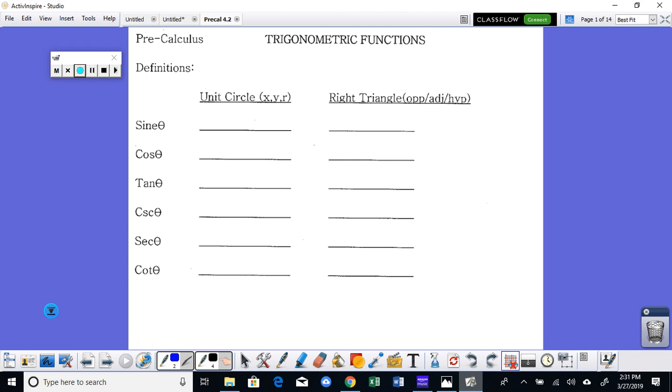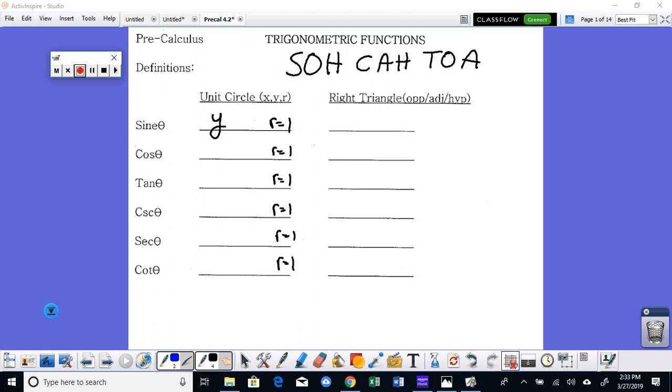Have y'all heard the acronym SOHCAHTOA? Yes. All right, you need to remember and understand that. Okay, so sine is my y, and for the unit circle, my radius is 1 everywhere, because that's the unit, 1 unit. All right, cosine is my x. Tangent is y over x.